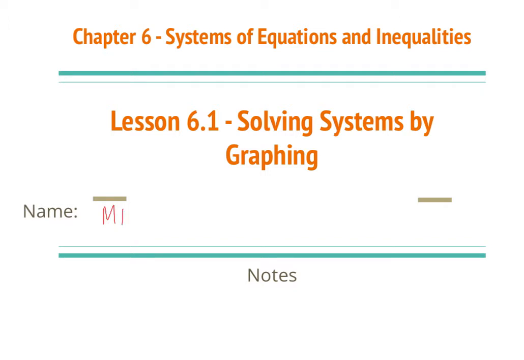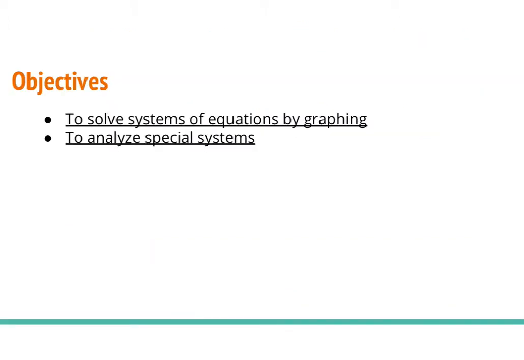Okay, put your name and our objectives. Our objectives are to solve systems of equations by graphing and to analyze special systems. So Rione and Carlos, you guys better be writing all this down on a blank Notability page because you are turning that in. Yes. Write it down on a blank piece of paper in Notability, or in notes. Write it down somewhere.